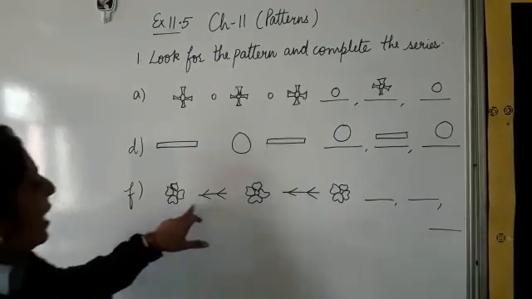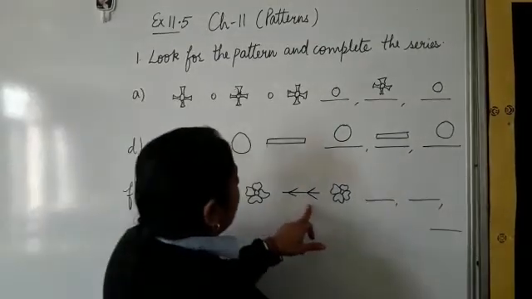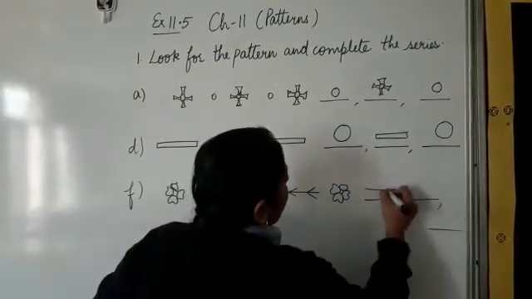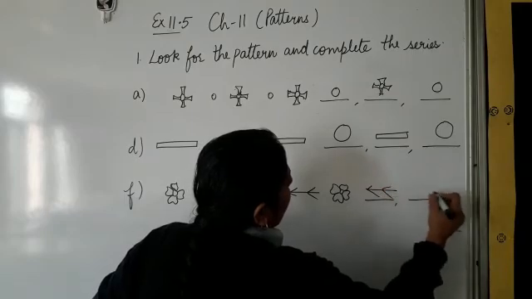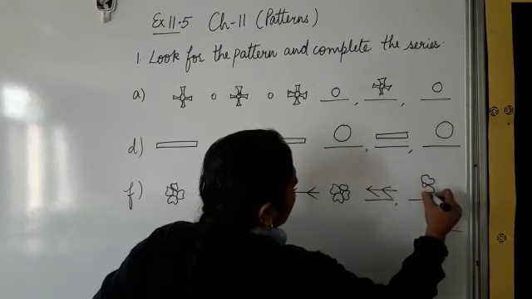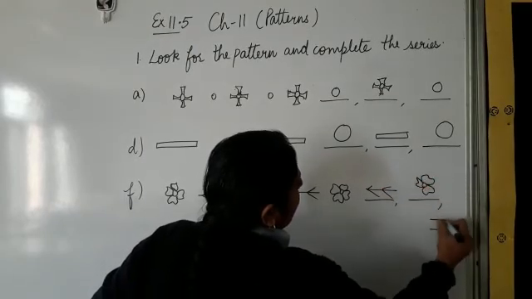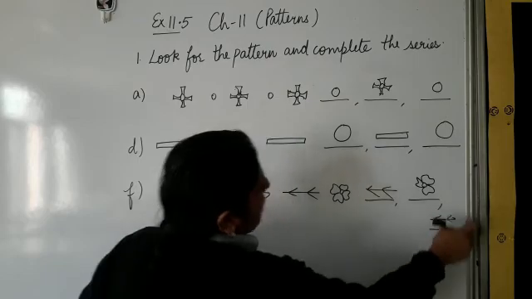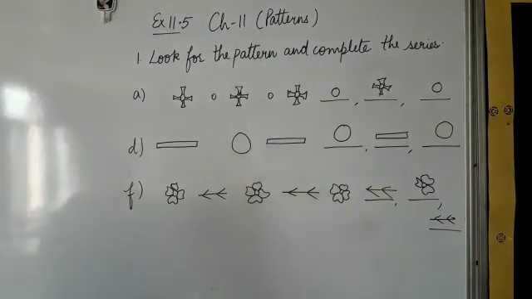F part: flower, then a leaf, then a flower, leaf, flower. Again a leaf, you have to draw the same way. Then a flower, then a leaf again. I don't have space here, so I have written here. Fine, this is the way you will complete this exercise.